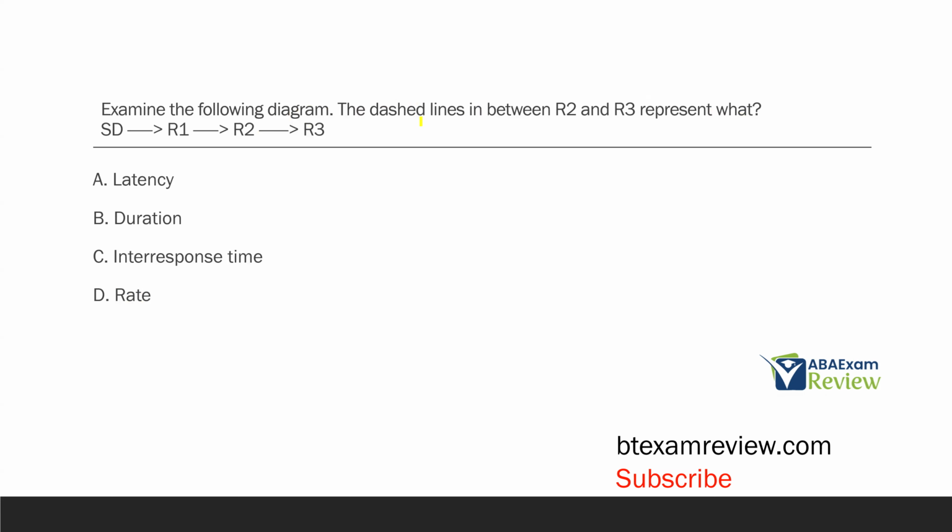Finally, examine the following diagram. The dashed lines in between R2 and R3 represent what? So we're looking at, not really dashed, but we're looking at this line here. So the lines in between R2 and R3. And I love this diagram because it really highlights what is latency and what is inter-response time. So what is latency? Well, latency is the time in between the SD and the first response. So our latency is right here, this line here.